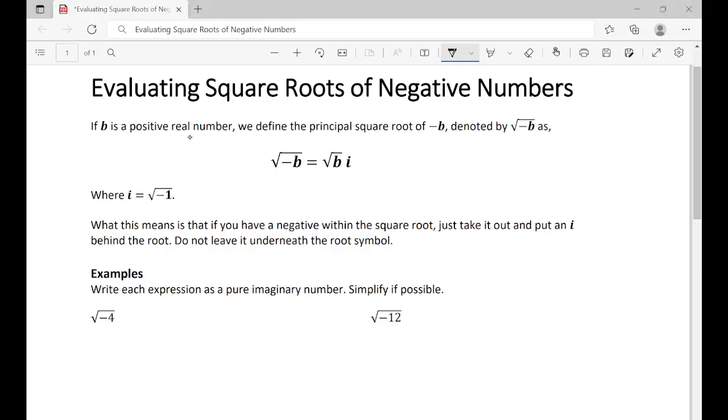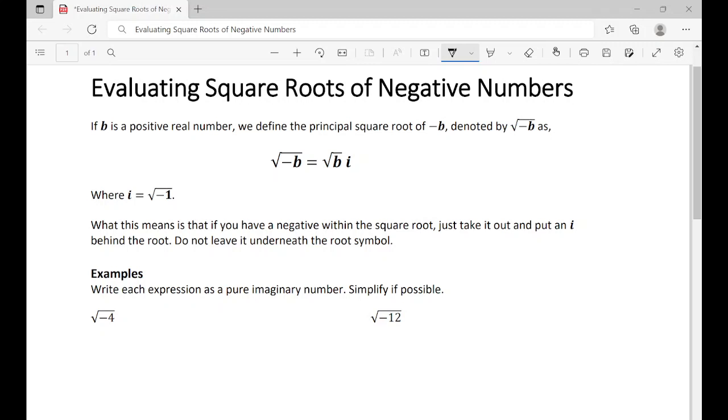If b is a positive real number, we define the principal square root of negative b, denoted by square root of negative b, as such. Square root of negative b, we just take the negative out and call it i, and we put it behind the square root of b. And we do this because i is equal to the square root of negative 1.